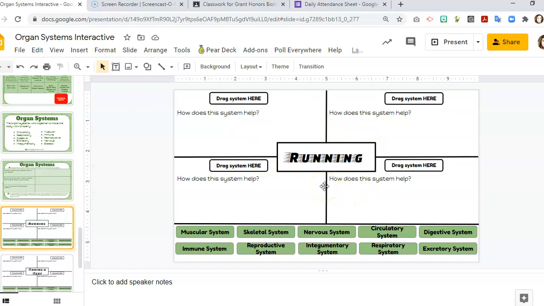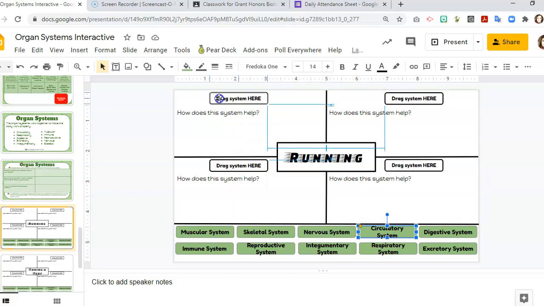Obviously, yesterday we did jumping jacks. So the first one that you probably would consider is the circulatory system. So you drag the circulatory system up here, make it fit, and then you're going to explain what parts of the circulatory system help, how does it help you run. And you need to find 3 other systems that you're doing that for.